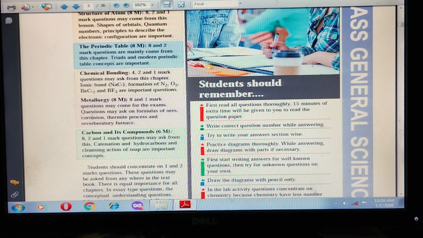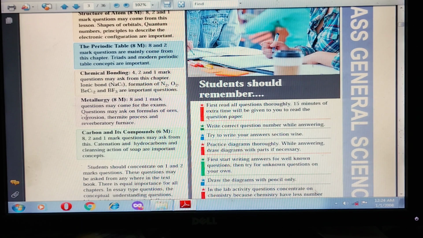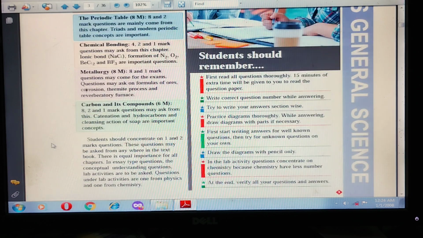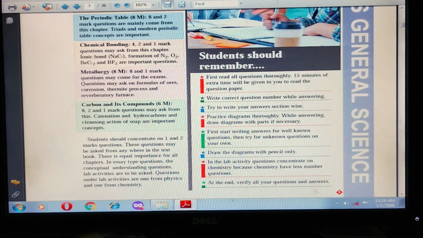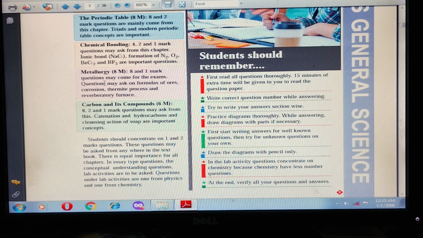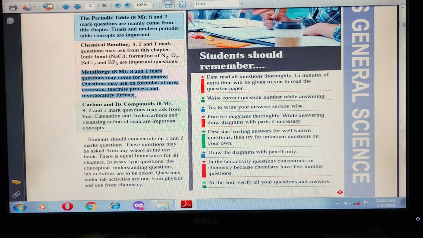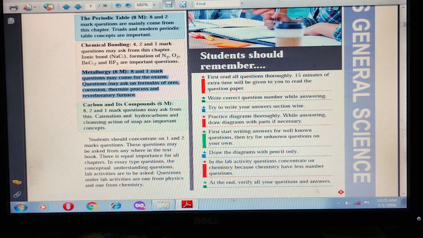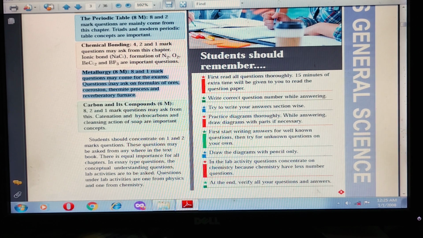Iron ores. The corrosion question is: how can you show that water and oxygen are essential for the corrosion activity, that is a lab activity. So students are requested to focus on that question. And three more important concepts from this metallurgy chapter: froth flotation, magnetic separation, and reverberatory furnace diagrams are also very important. 90% chance is there to get them in the public examination.